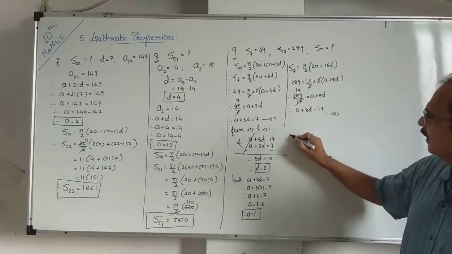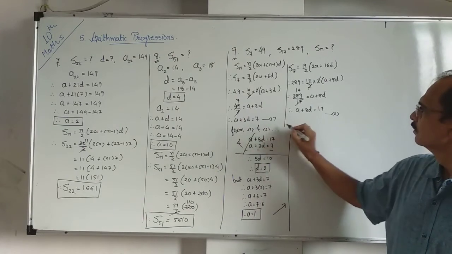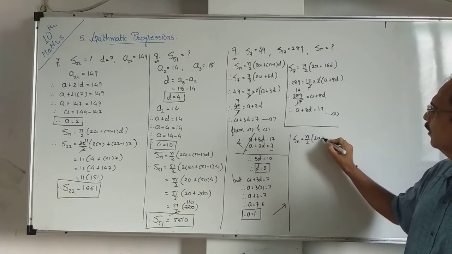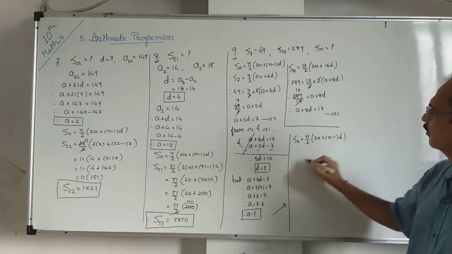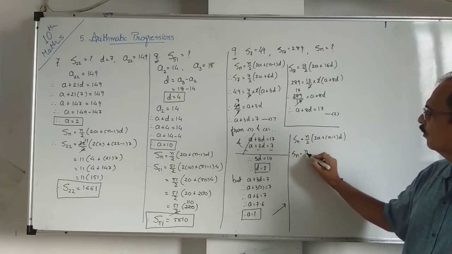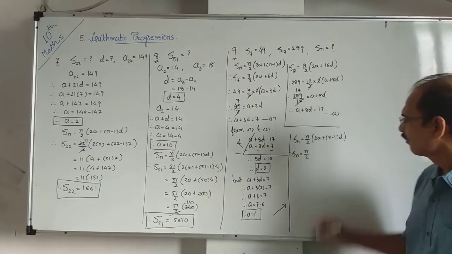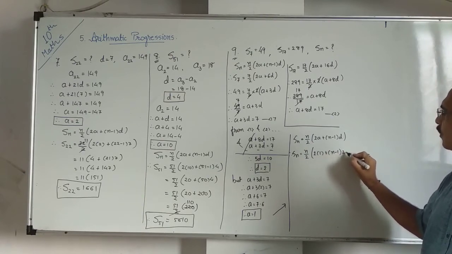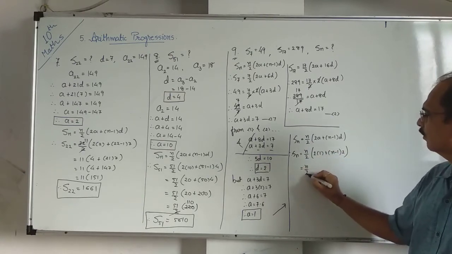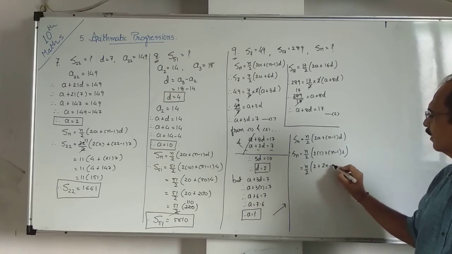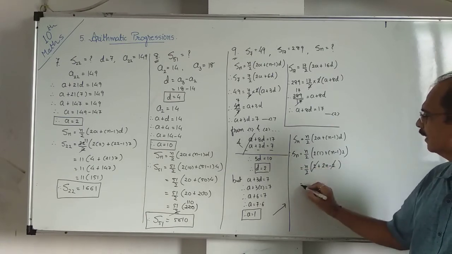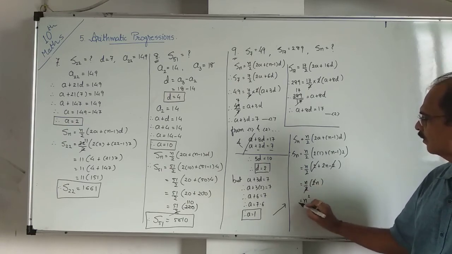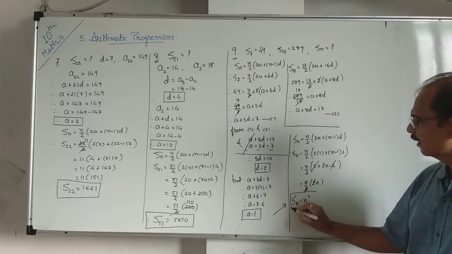Now you want to find Sn. So Sn equals n by 2 times 2a plus n minus 1 into d. We want to find Sn, which means we don't know n. 2, a is 1, plus n minus 1 and d is 2. That equals n by 2 times (2 ones are 2), open the bracket, 2n minus 2. Plus 2n minus 2 will be cancelled: n by 2 into 2n. 2 will be cancelled. n square. So Sn equals n square.